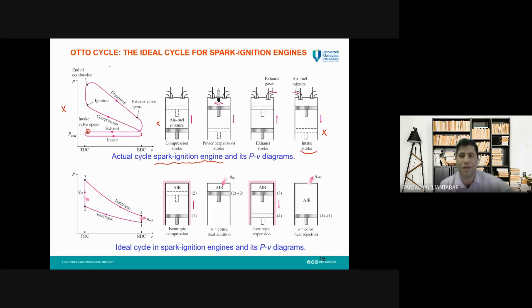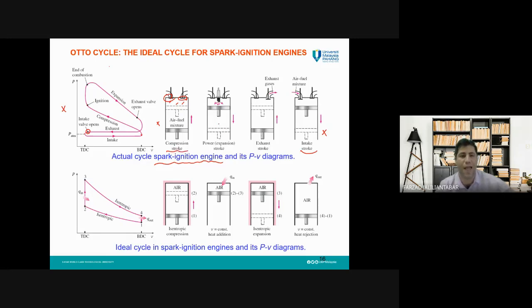So after the suction happened, the intake stroke finished, the piston starts to go up. The intake valve is closed, the exhaust valve is closed. The air-fuel mixture starts to compress. We have this process here. The pressure is increased, the volume is decreased. You can see here, volume is decreasing and pressure is increasing. This process is the compression stroke.